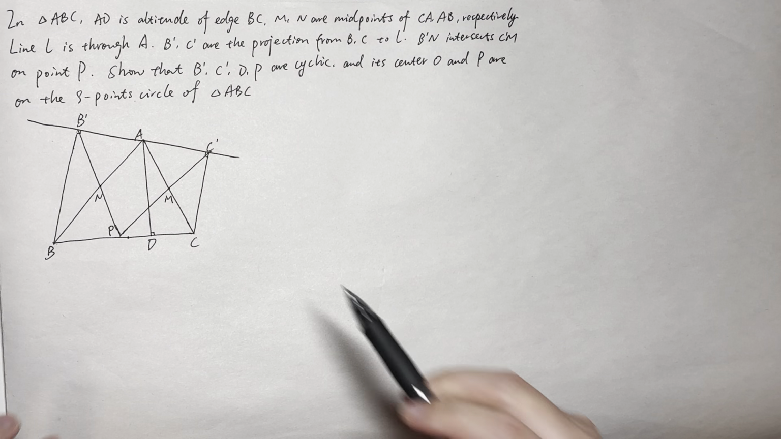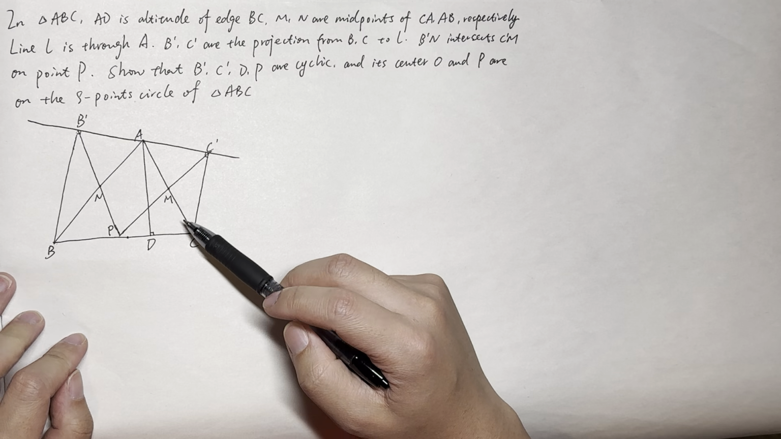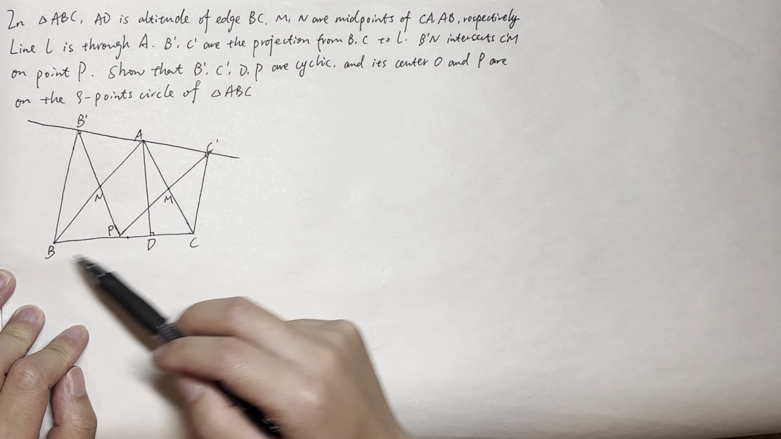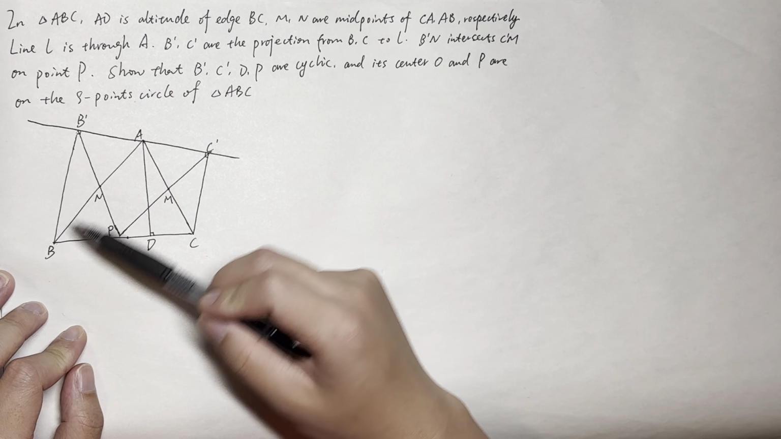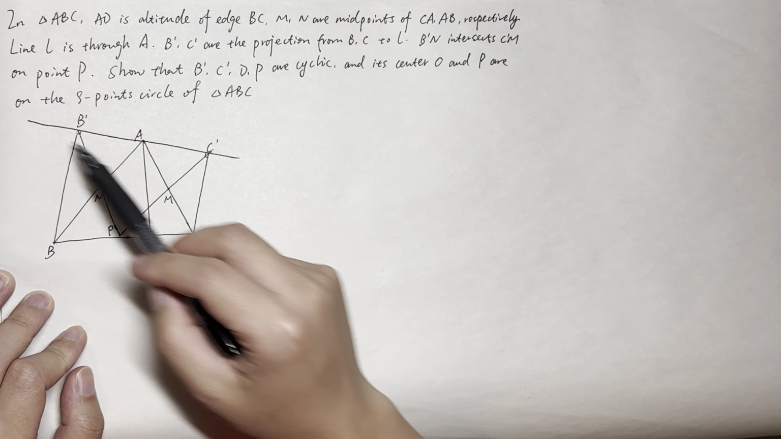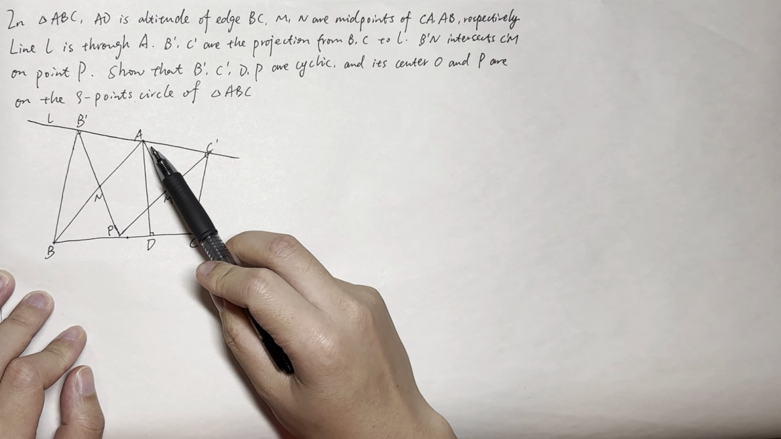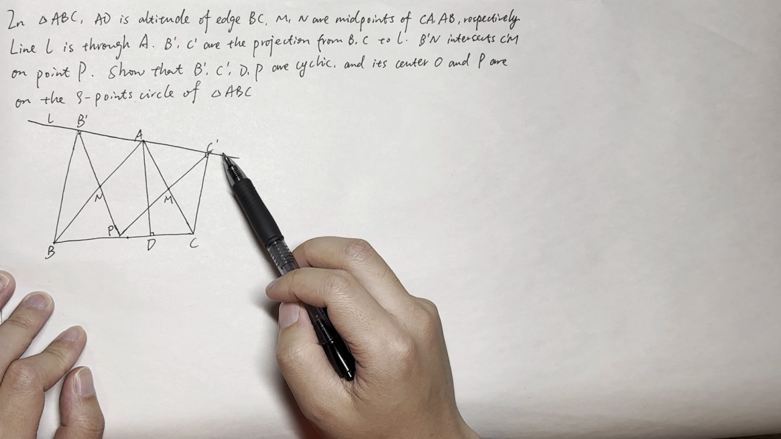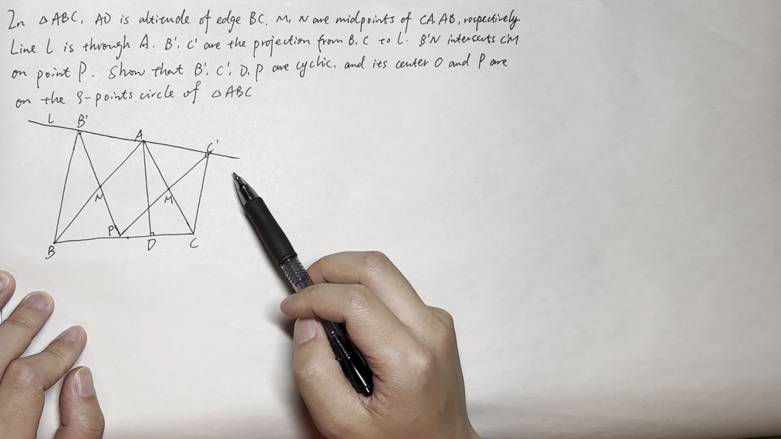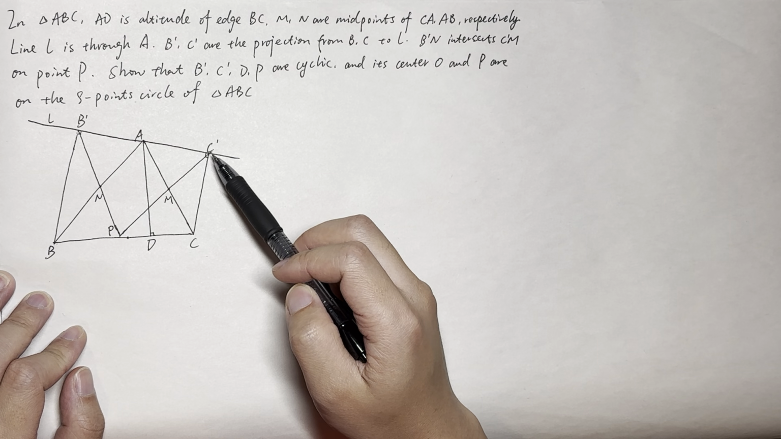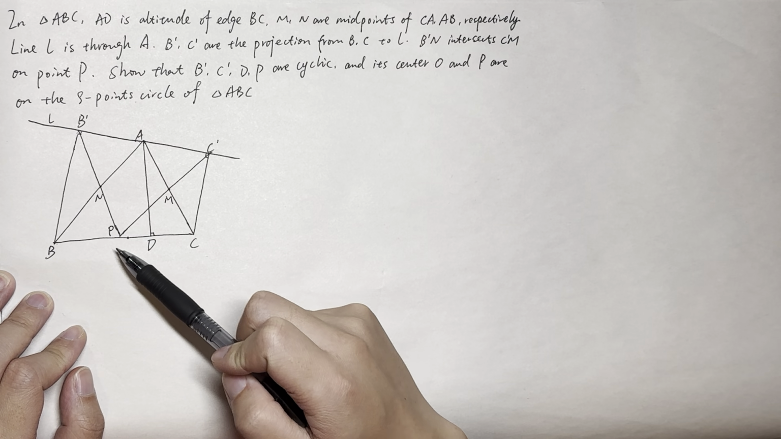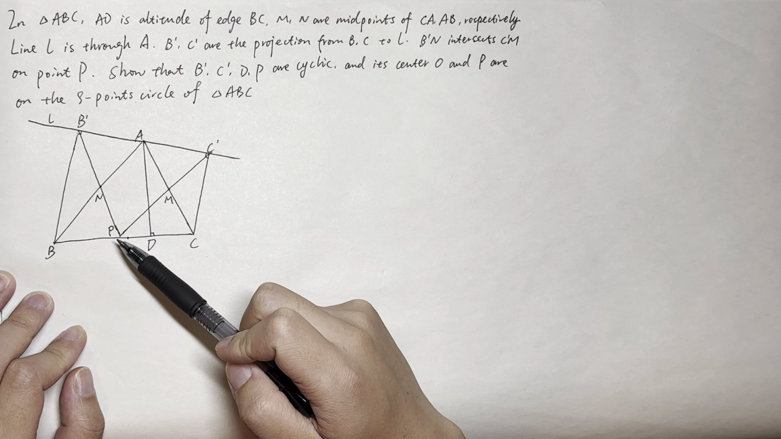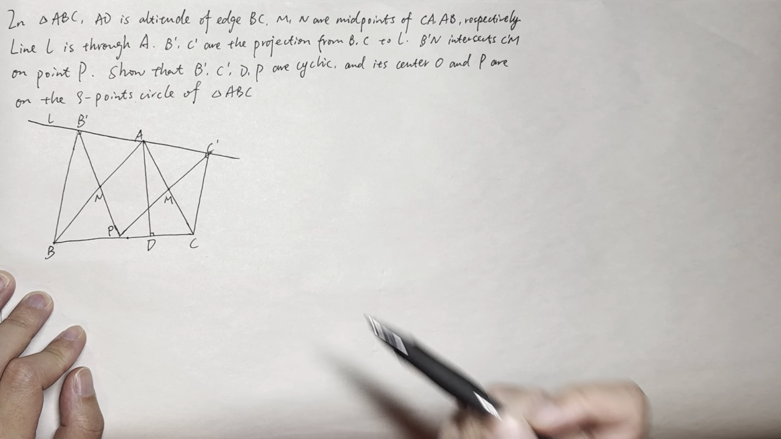Here is a problem. In triangle ABC, AD is the altitude to edge BC, and M, N are the midpoints of CA and AB, respectively. Line L is through A. B prime and C prime are the projections of B and C onto L. B prime N intersects C prime M at point P. Show that B prime, C prime, D, P are cyclic, and that its center O and P are on the 9-point circle of triangle ABC.